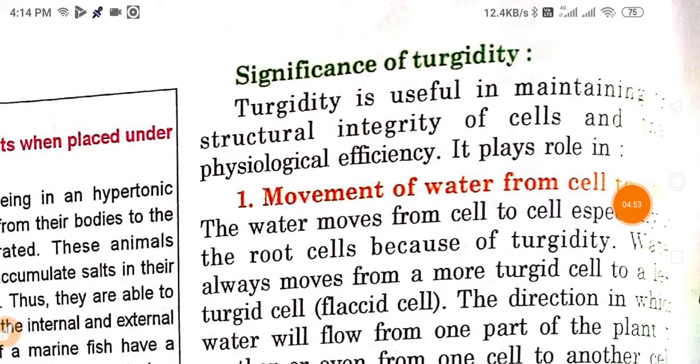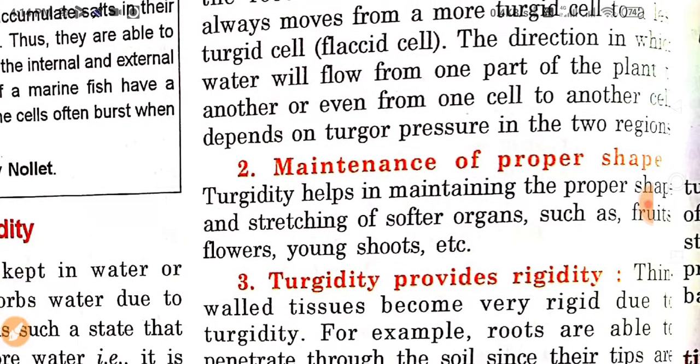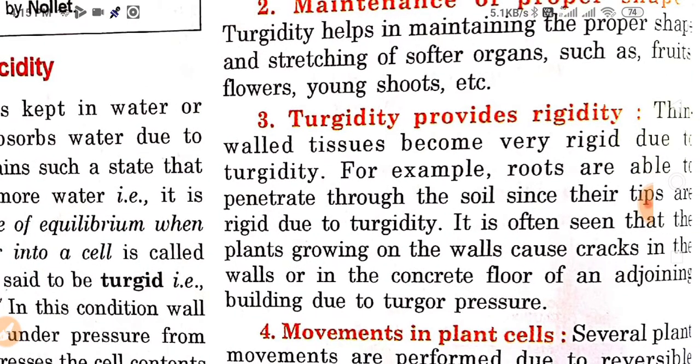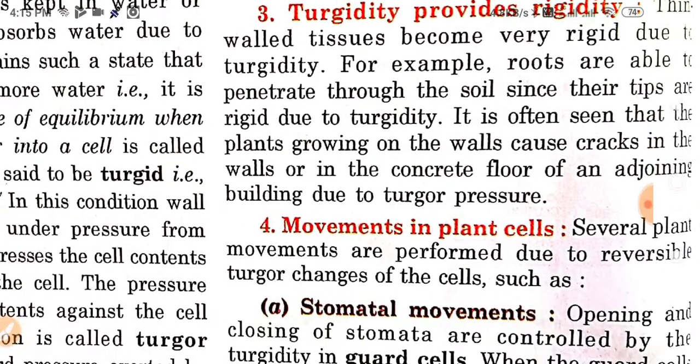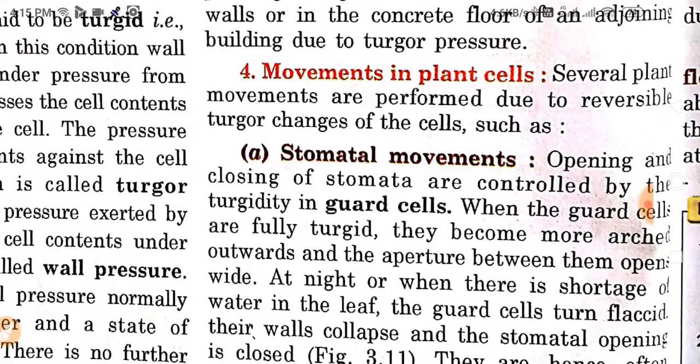Now there are some significances of turgidity. You can read from your book also: movement of water in the cell and maintenance of proper shape. Turgidity provides rigidity and makes the cell rigid. It also helps movement in plant cells. Today we will go to movement in plant cells, because there are two or three lines of importance, all easy and you can understand easily.